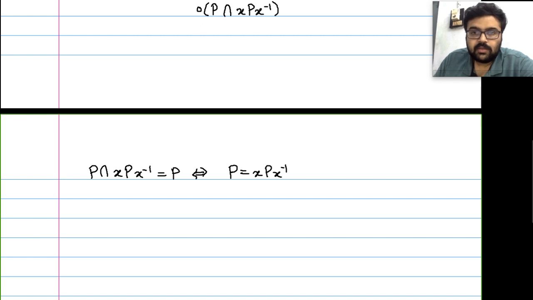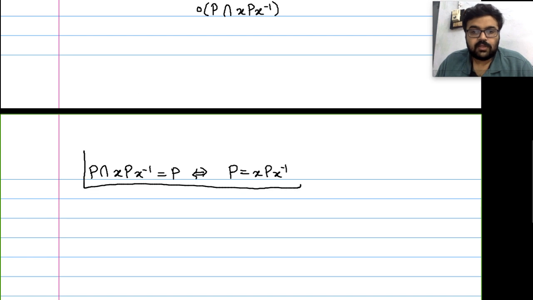So P equals XPX inverse. So this means that the order of this will be equal to P power N. Equal means the order is exactly P power N. So now let us put this in a box. Okay, so we don't write this, this is just for understanding.